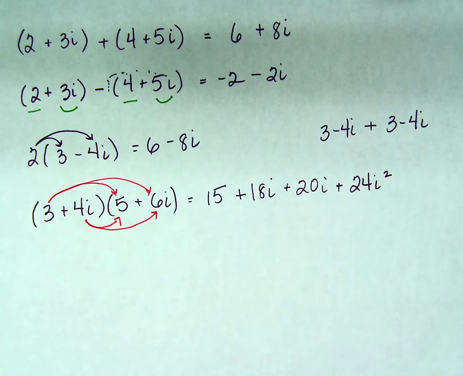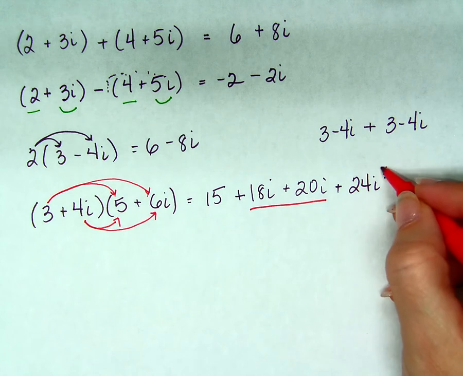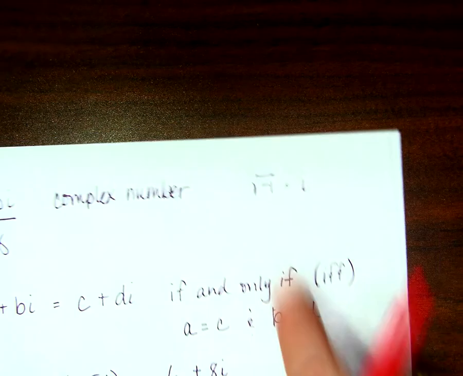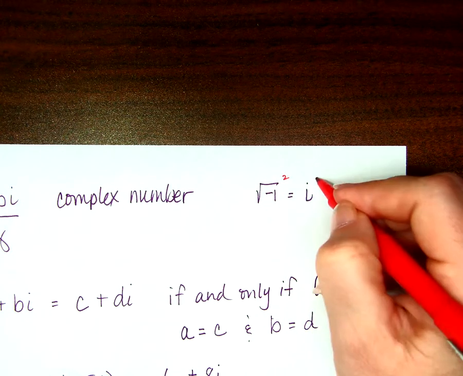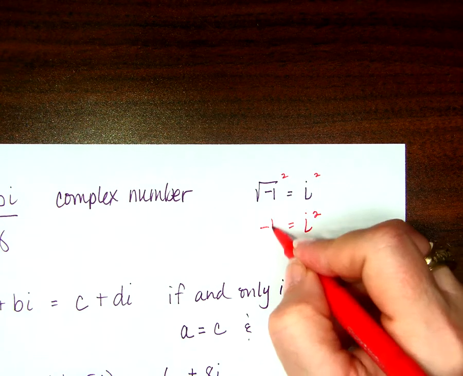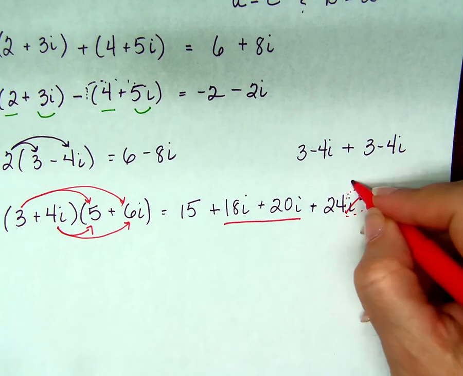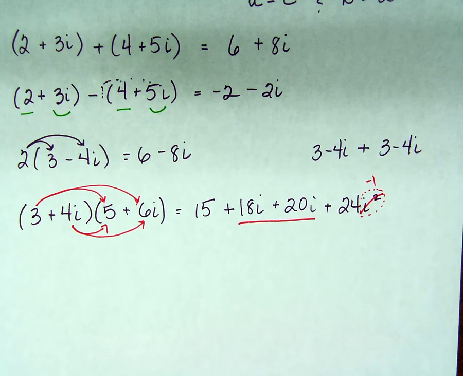So now I can combine my like terms, right? For sure combine those. Something else is going on here. Do you remember what it is? I squared. I told you at the beginning the square root of negative 1 is i, right? Well, what if I square both sides to get the value for i squared? What's the value for i squared? Negative 1. Okay? So I don't want to leave this i squared in the problem because I know the value of that is negative 1. So then I have negative 1 times 24, which gives me negative 24, right?